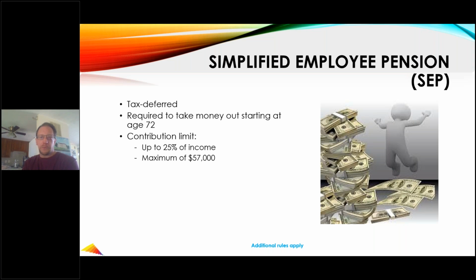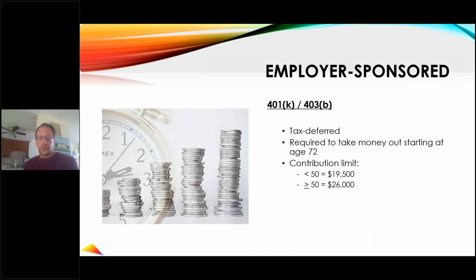Same thing with SEP, the Simplified Employee Pension Plan. This is also an IRA. There are additional rules, but the ones that you need to be worried about is the money's tax deferred. You are required to take the money out starting at 72. Contribution limit is up to 25% of your income, and you can contribute a maximum of $57,000. These are really good tools for self-employed individuals.